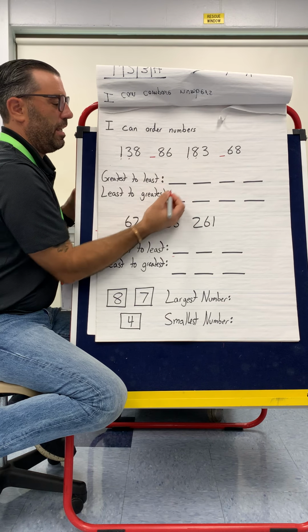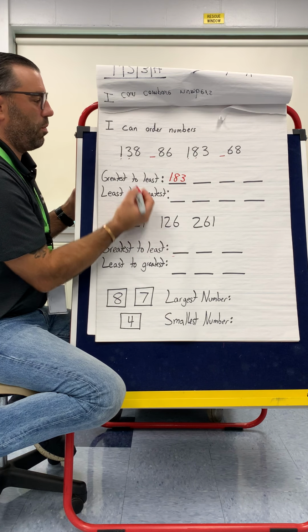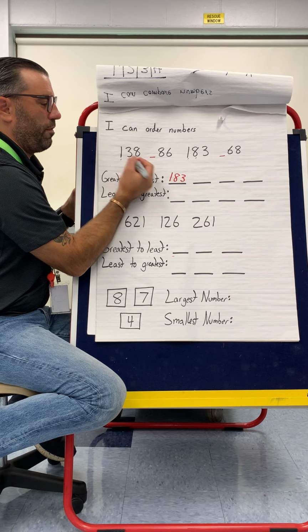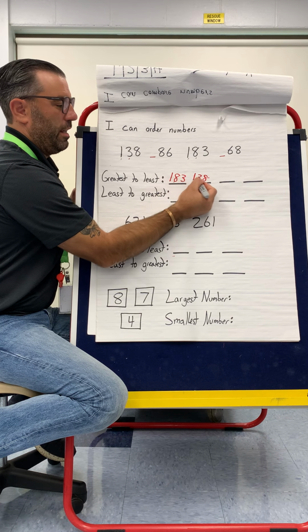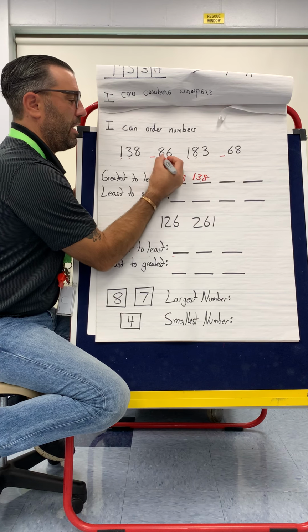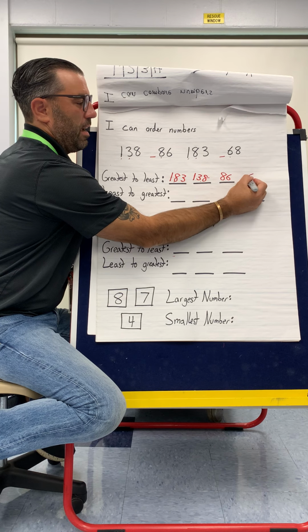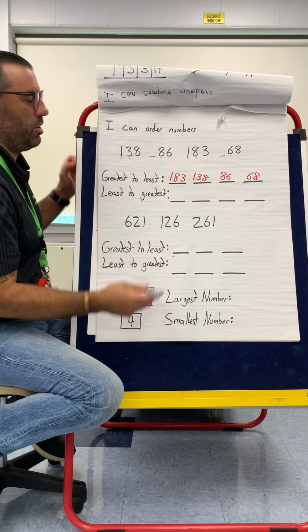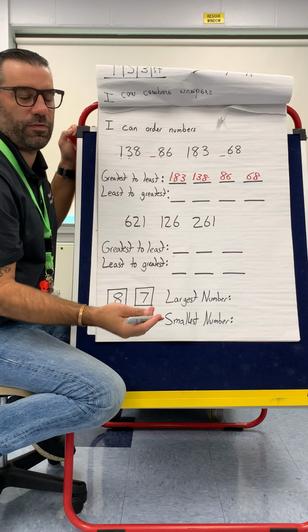30, 80 would have to be 183. Likewise, the next one with the hundreds would have to be 138, right? 80, 30, it's larger. Now I'm looking at 86 or 68. 80 is larger than 60, so 86, and then last 68. Just double check, 183, 138, 86, 68, for sure.